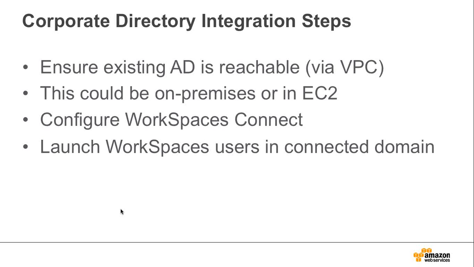To do the actual integration, it's relatively straightforward. You need to make sure that your existing Active Directory is reachable, and typically our customers will do that via an Amazon Virtual Private Cloud, VPC, potentially connecting to their infrastructure with a hardware VPN connection. Now that could be domain controllers that are in your on-premises network. You might choose to locate those domain controllers in Amazon EC2 if you want to do that for latency or performance reasons. It's totally up to you. You make the choice that's the best one for your infrastructure.